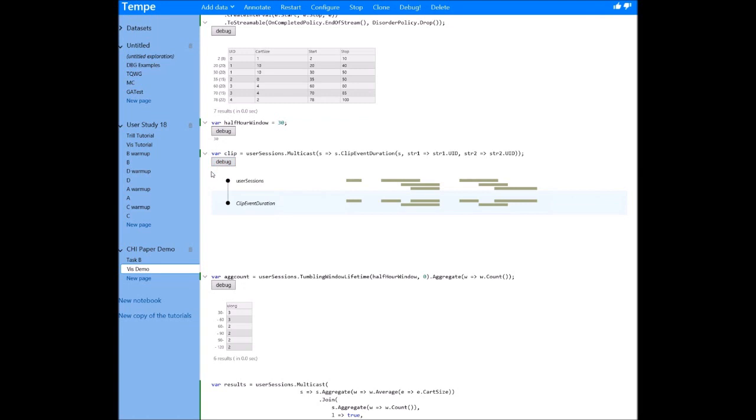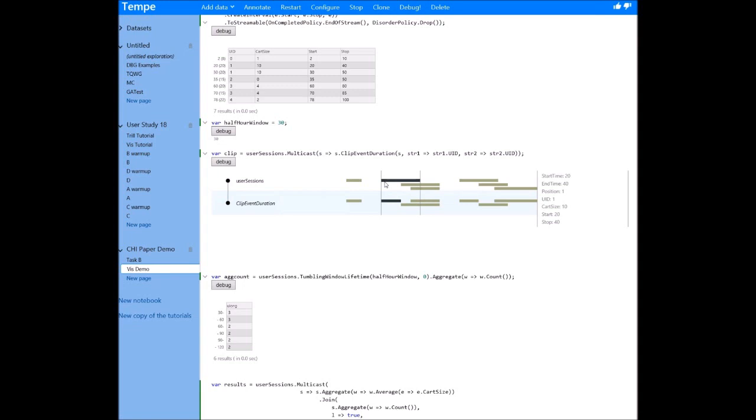The graph shows that the user's session stream has the operation clip event duration called on it. In the timeline, we see individual events. Hovering over an event shows us its start time, its end time, and its payload, the data associated with it. We also see, highlighted in black, the provenance, the results of the processing operation.